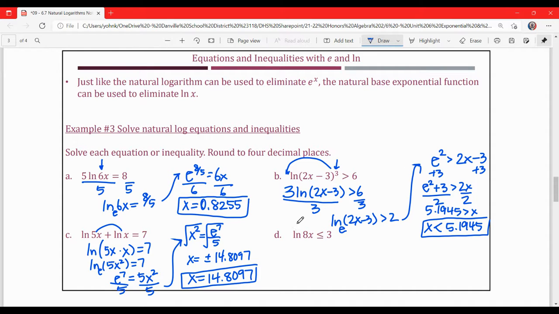If we look at letter D, ln 8x is less than or equal to 3. Well, I don't have anything I need to combine, so I'm just going to go straight to, there's an e there. e to the 3rd is less than or equal to 8x. I can divide both sides by 8. That gives me 2.5107 is less than or equal to x. I should have the letter on the left, so x is greater than or equal to 2.5107.